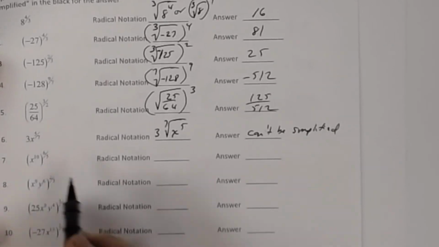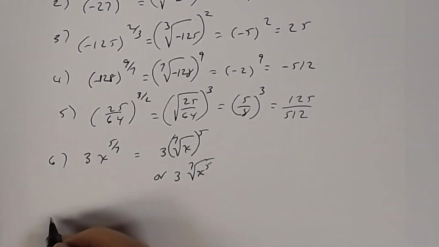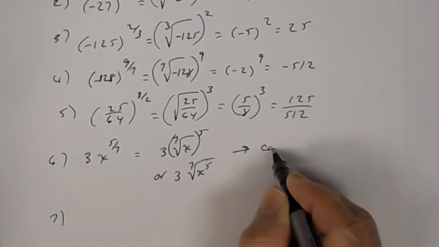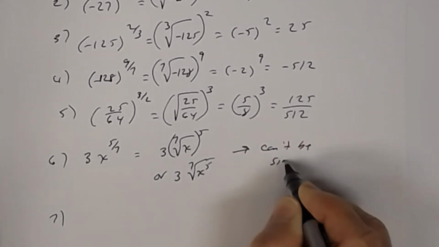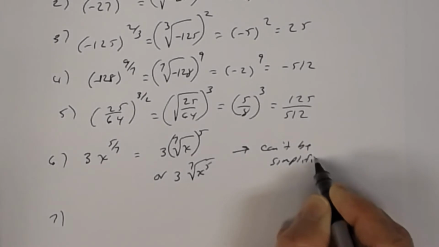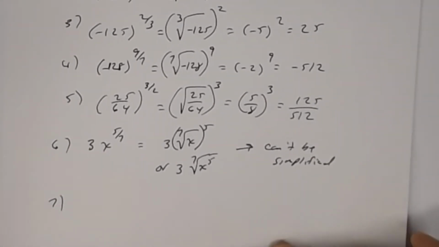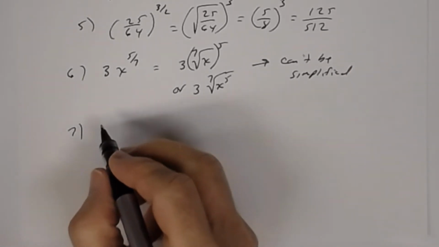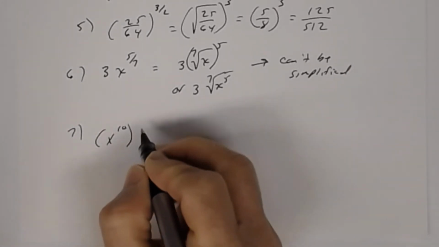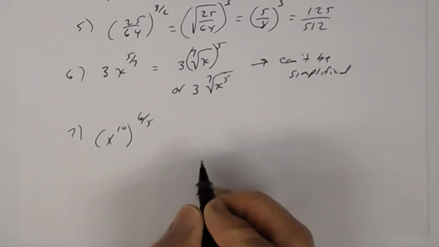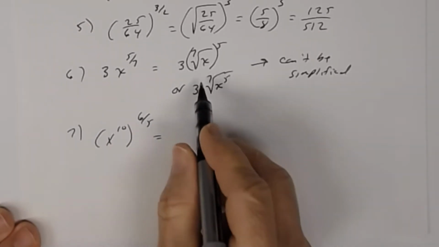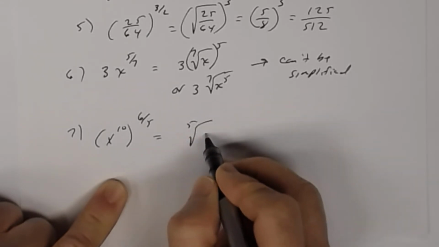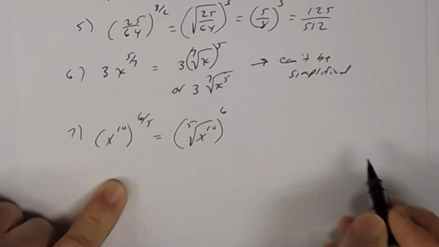Okay, now let's look at number 7. So I'm going to write right here, sorry, can't be simplified. All right, number 7, we have this expression. We have x to the 10th, all raised to the 6/5. In terms of our radical notation, you would say the 5th root of x to the 10th, all raised to the 6th power.